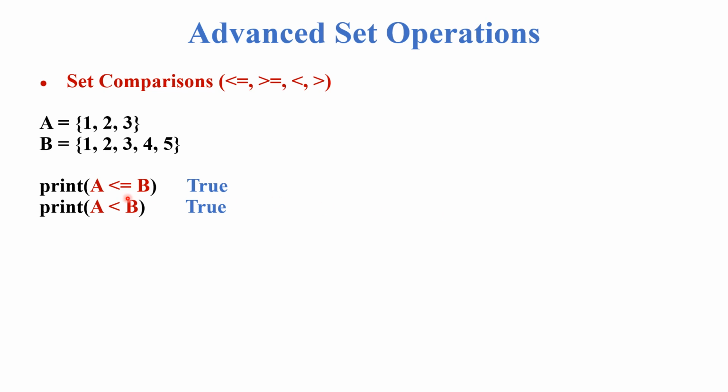The second one, A is less than B. B is greater than or equal to A. It's true because B is the superset of A, because it has two extra elements. Now A is greater than B. Is A a proper superset of B? No, it's not, because B always has extra elements. So it's false.